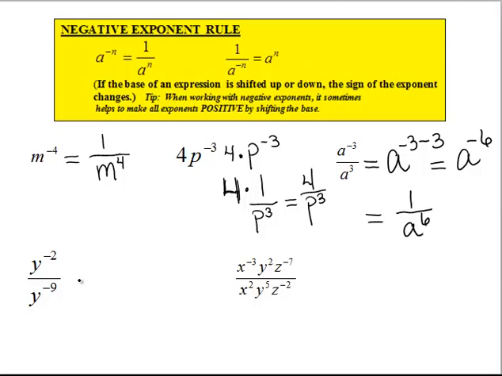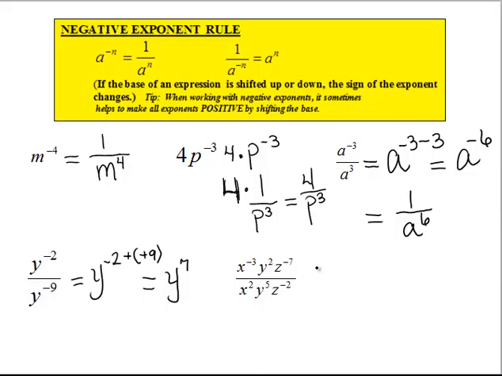On the fourth example, we have again the quotient rule being applied here. Y to the minus 2 minus, and in this case, a negative 9. So we have the additive inverse, and we should change the minuses to pluses. So we have y to the minus 2 plus 9, which in this case is y to the 7th. And that stays positive.